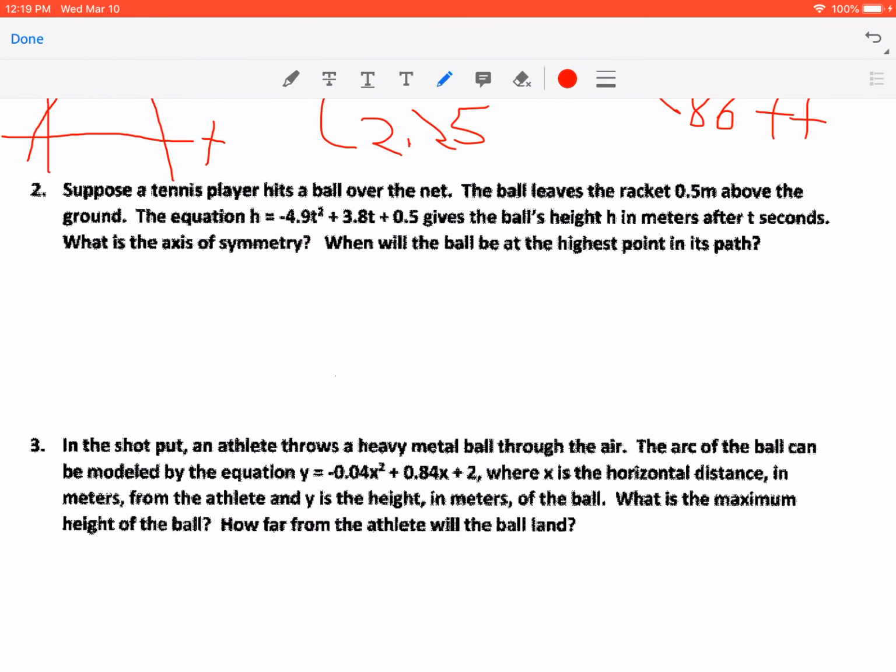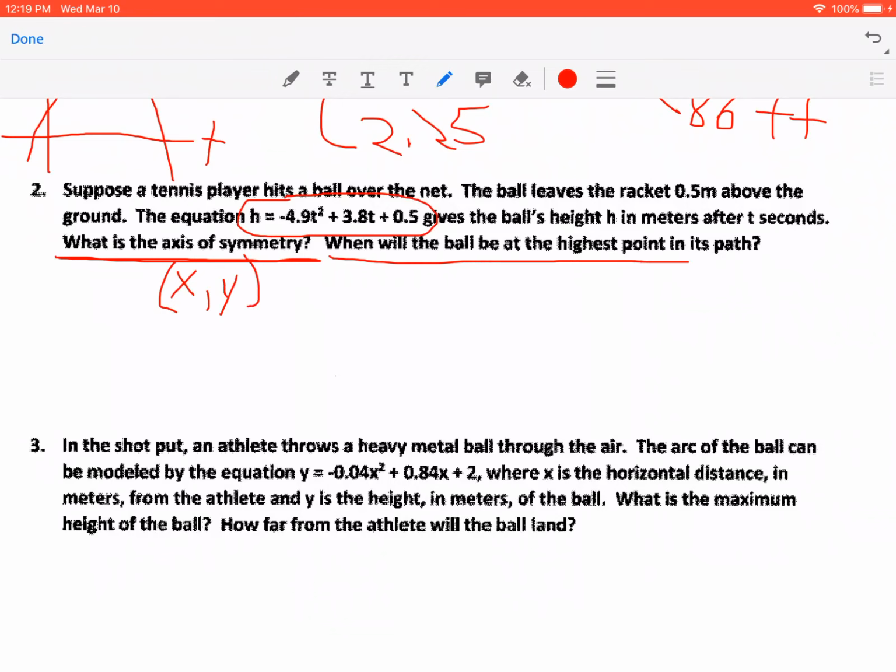All right, number 2, suppose a tennis player hits a ball over a net. The ball leaves the racket 0.5 meters above the ground. Here is my equation. They will always give you the equation. I see an A, a B, and a C. It looks to me like A is negative, so this is going to open downward. And it also shows me that C is 0.5. All right, that gives the ball height h in meters after t seconds. What is the axis of symmetry? Remember, axis of symmetry is the x-coordinate of the vertex. So that would be the x-coordinate of the vertex.